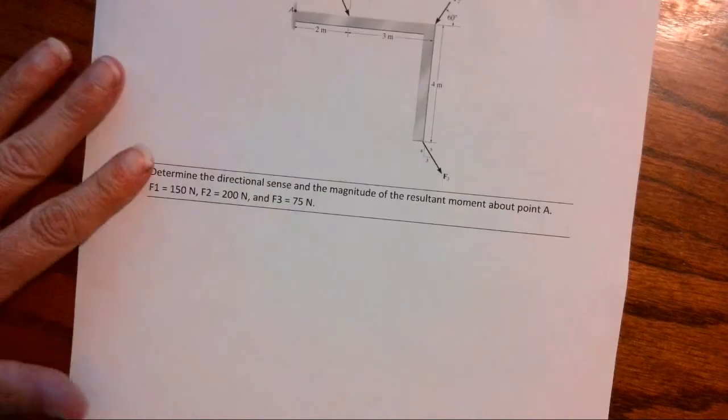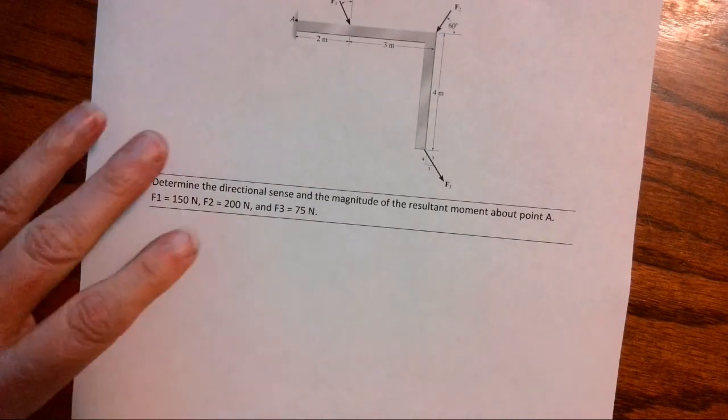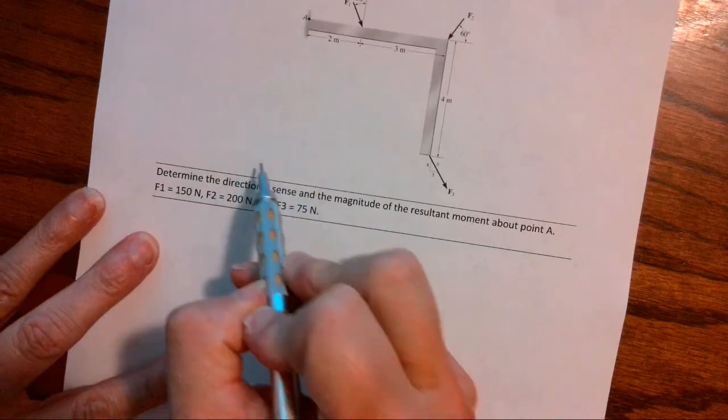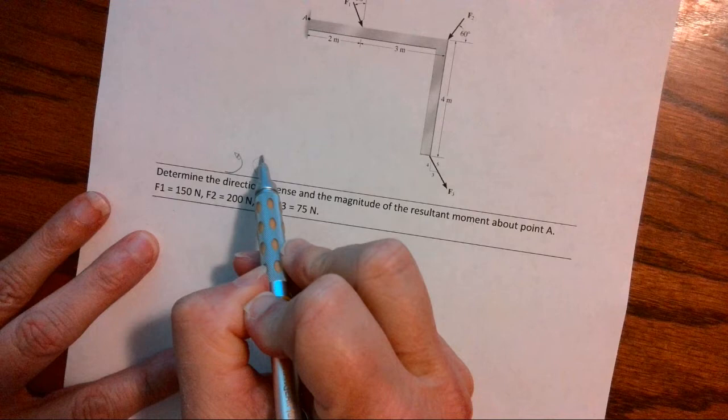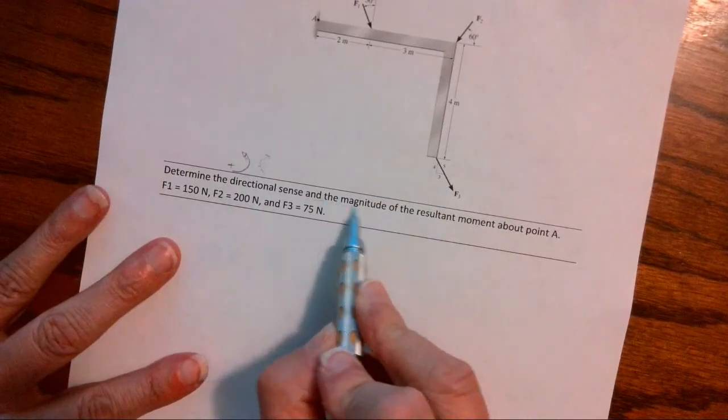We're going to do another problem where we find the resultant moment about a point. Determine the directional sense, that means, are we going counterclockwise or clockwise? So positive or negative, and the magnitude of the resultant moment about point A.